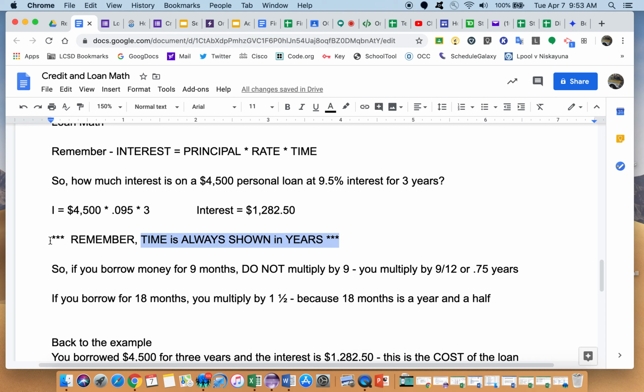Now, just a reminder, remember that time is always in years. All right, time is always shown in years. So there are situations where you might borrow money for less than a year. If you borrow for 9 months, don't multiply by 9. 9 months is only 3/4 of a year. So you multiply by 0.75 or 9/12. Right? You might borrow for 18 months. Don't multiply by 18. 18 months is 1.5 years. So the time amount is always in years. So just be careful with that.